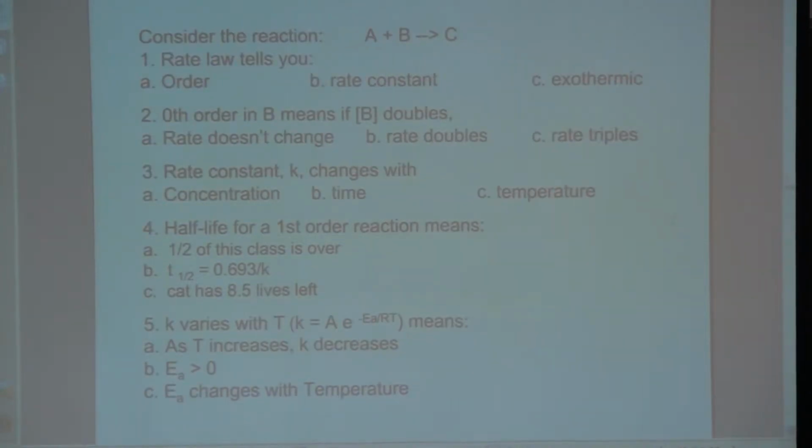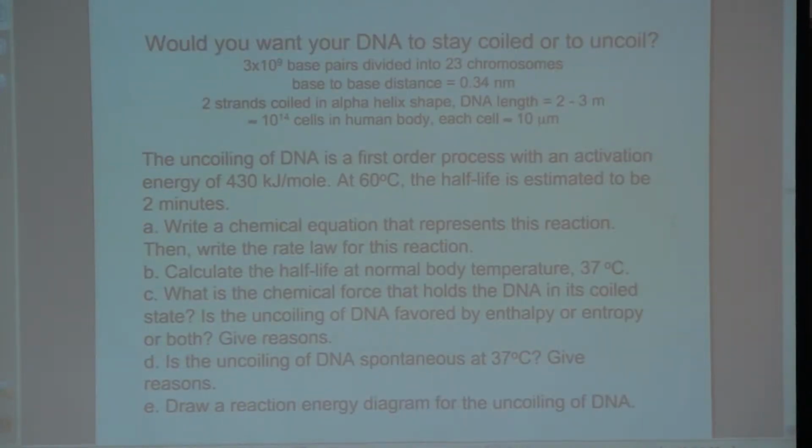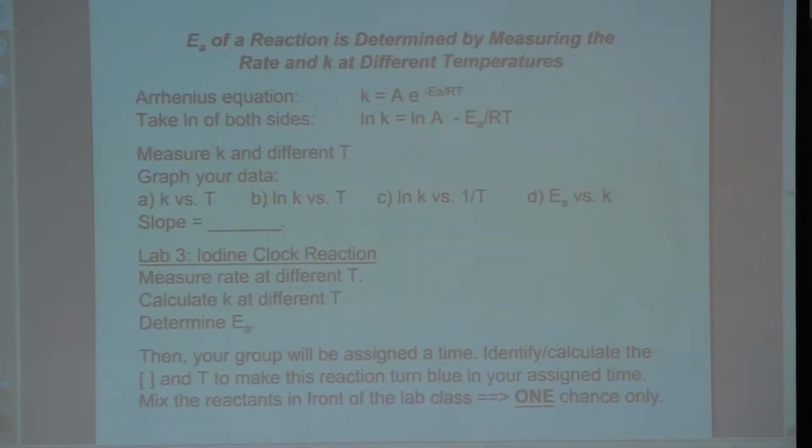And then we looked at a few applications of that. Here's one: the last part of lab 3 was to determine the activation energy. We did that by measuring the rate and the rate constant k at different temperatures, then applying the Arrhenius equation. Based on this equation, we plotted the natural log of k versus 1 over T. And the slope of this graph is equal to minus Ea over R. So you guys did that in lab.